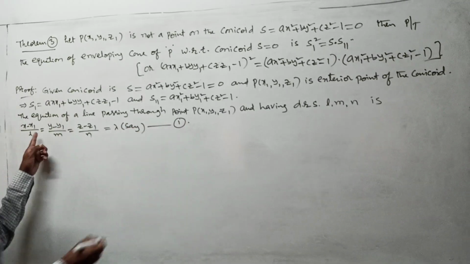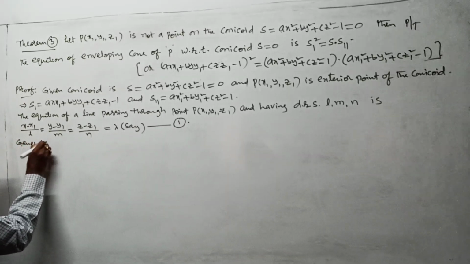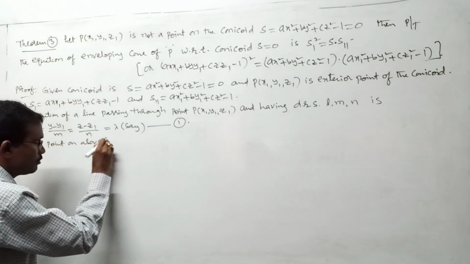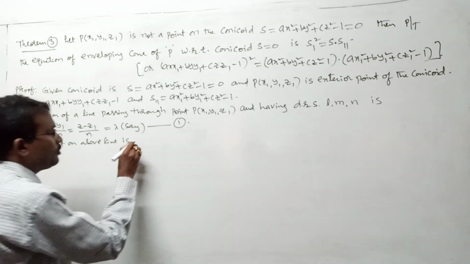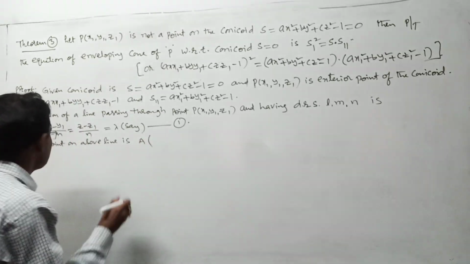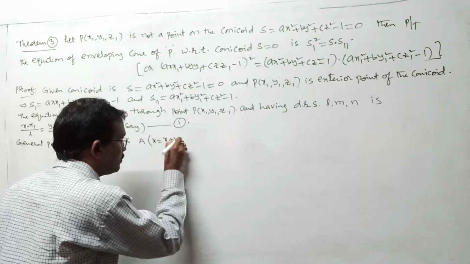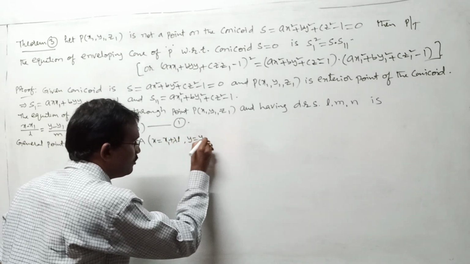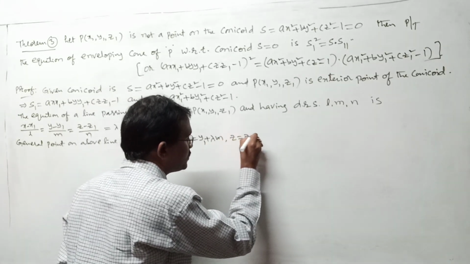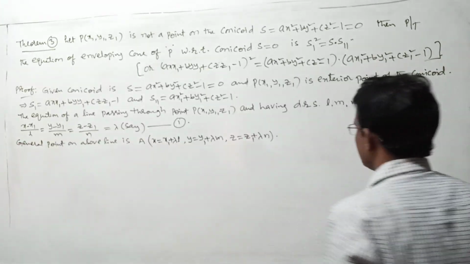Now define a general point on the above line. I am denoting that general point with A. That general point is x is equal to x1 plus lambda l, y is equal to y1 plus lambda m, and z is equal to z1 plus lambda n. Now I want to plot a diagram for the above.